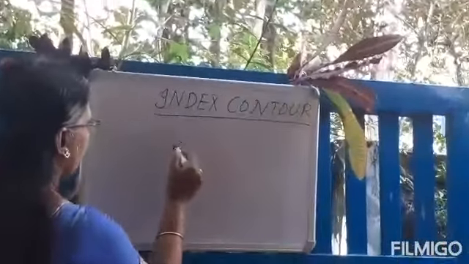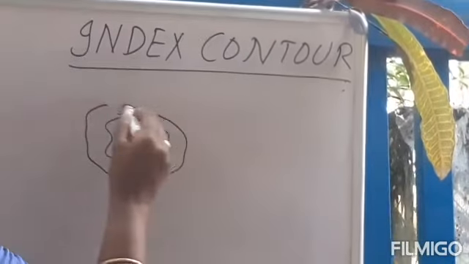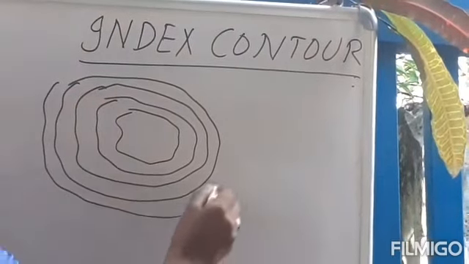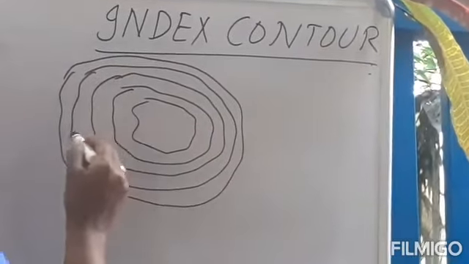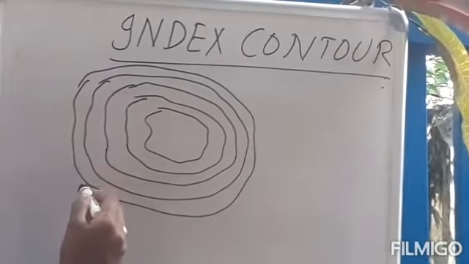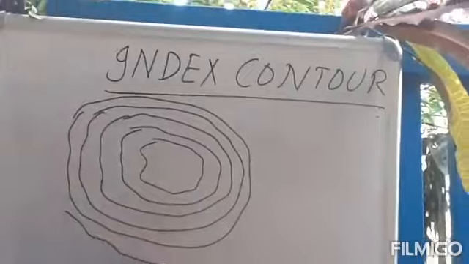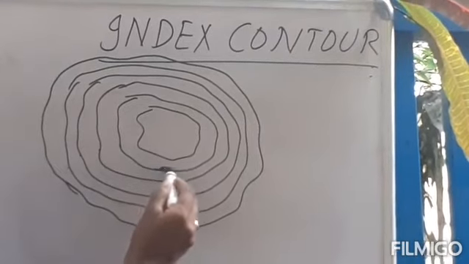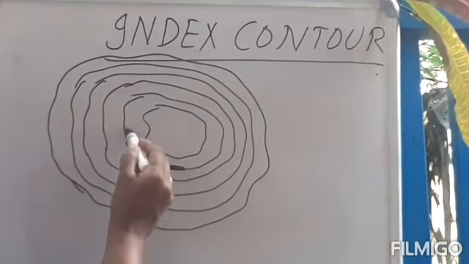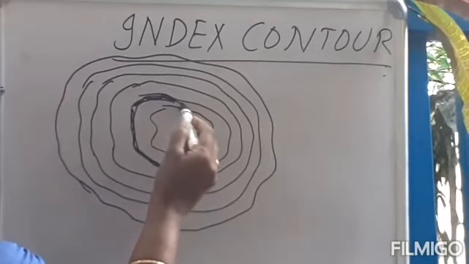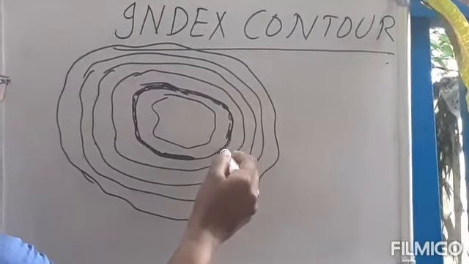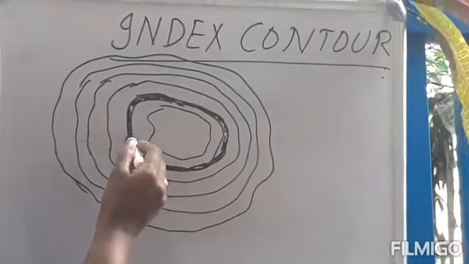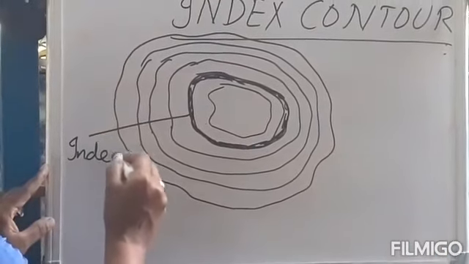Look at this picture. These are contour lines. One, two, three, four, five contours are there. On a topographical survey map, every fifth contour is made very clear with contour interval. The fifth line in the multiple of 20 is made very clear. This contour is called index contour.